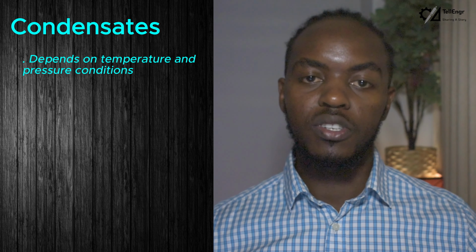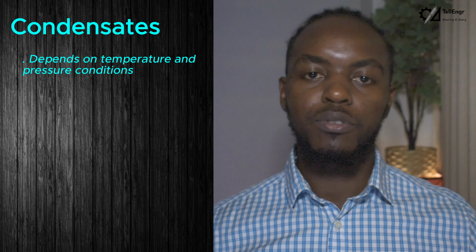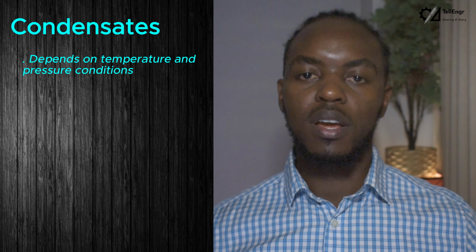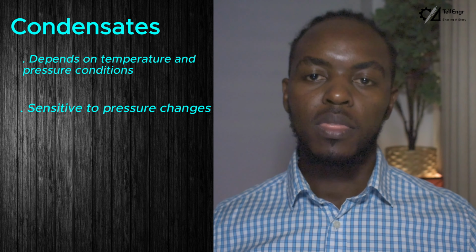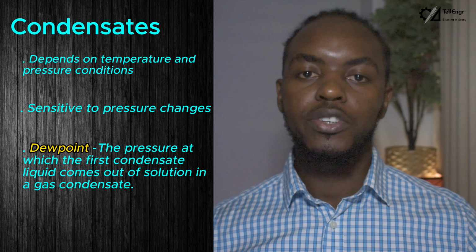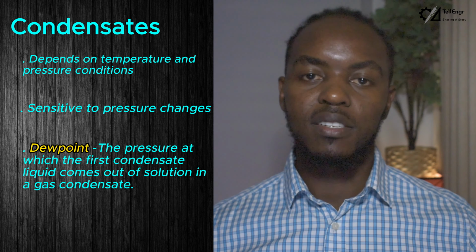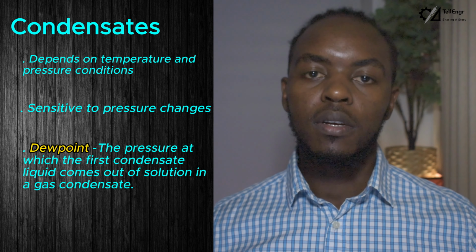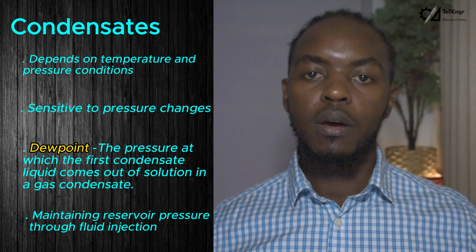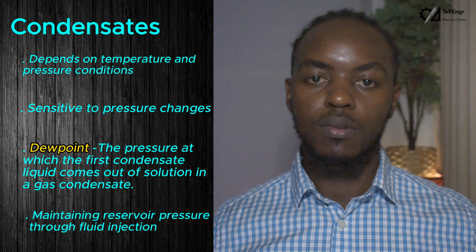Condensates, low-density liquid hydrocarbons, often accompany natural gas. Their presence depends on the temperature and pressure conditions, leading to condensation from vapor. Managing reservoirs with condensates can be intricate due to pressure sensitivity. If reservoir pressure drops below the dew point during production, condensates can change from gas to liquid. To prevent this, reservoir pressure is maintained through fluid injection, prioritizing gas production over liquid.